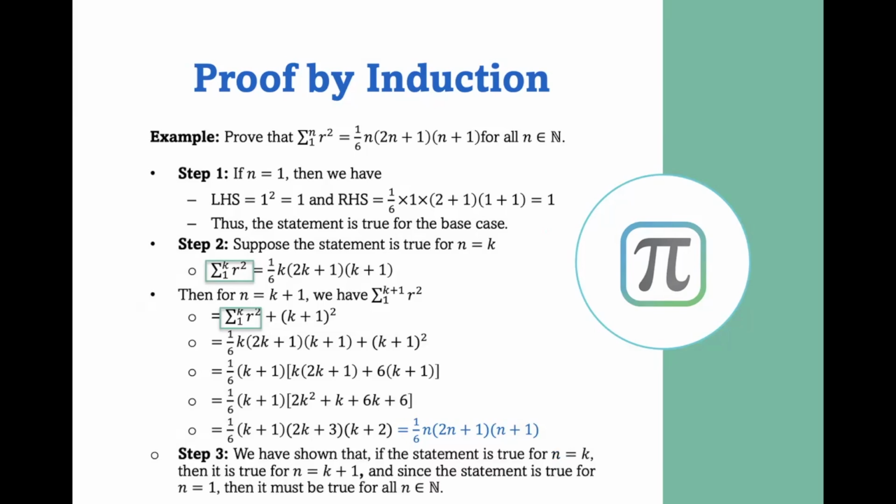So we have shown that if the statement is true for n equal to k, then it is true for n equal to k plus 1. And since the statement is true for n equal to 1, it must be true for all the natural numbers.